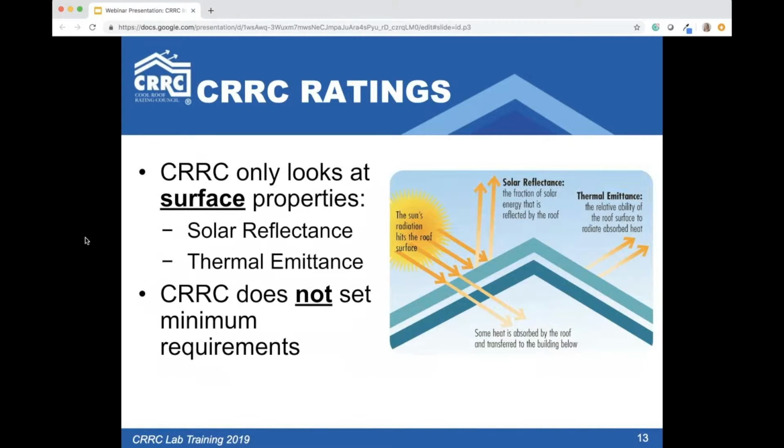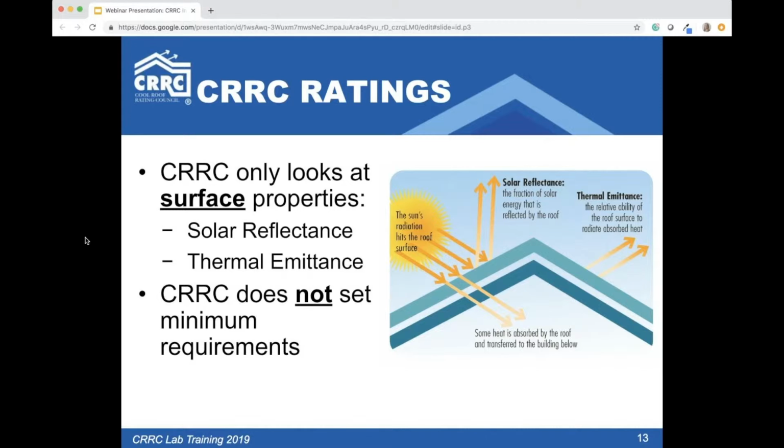So to go into a little bit more detail about each one of those, in terms of our ratings, we only look at the surface properties. So that is solar reflectance and thermal emittance. So solar reflectance is the fraction of solar energy that is reflected by the roof, and thermal emittance is the ability of the roof surface to radiate absorbed heat from the sun.